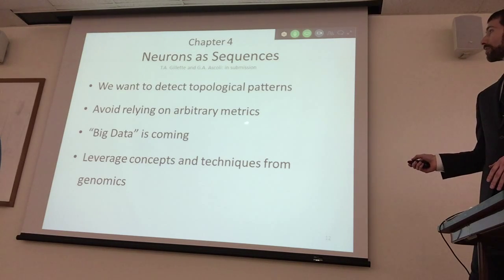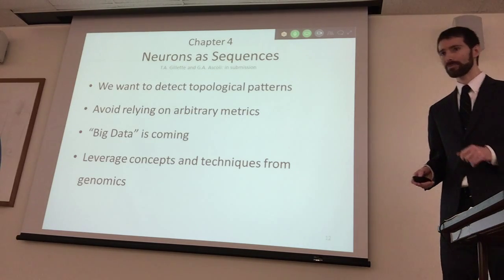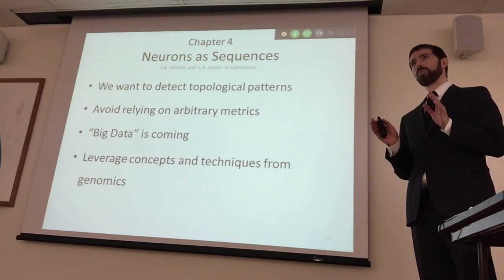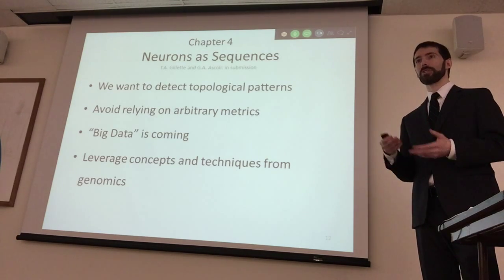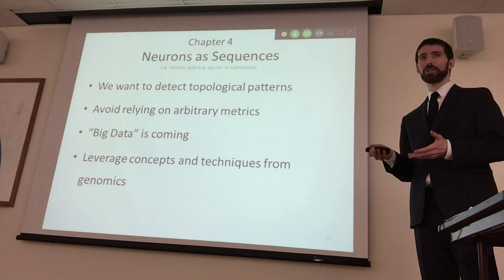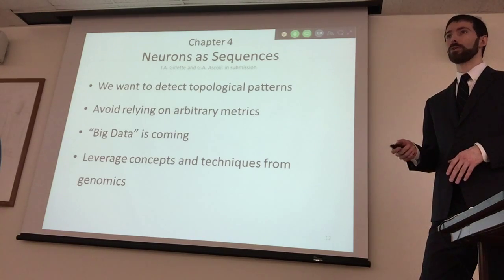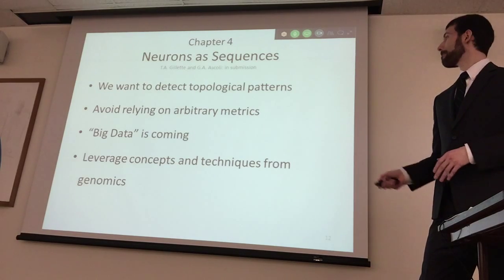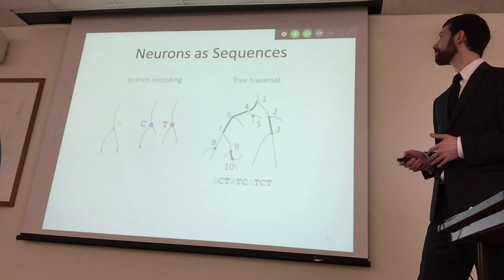But another thing that we wanted to do was to avoid relying on arbitrary metrics. So one thing that you can do is feature selection, and that's a good option that many use in their analysis. But we can also do something where we don't rely on that at all, and we can just let the features emerge from the process.